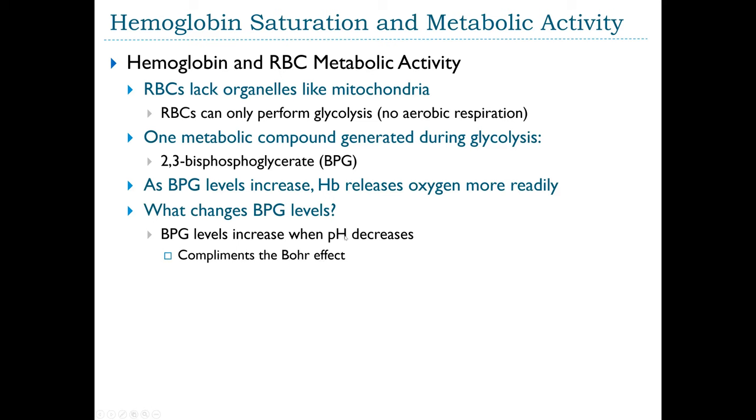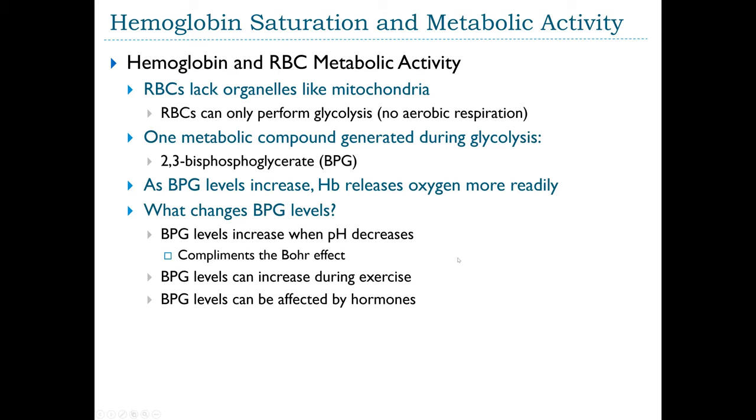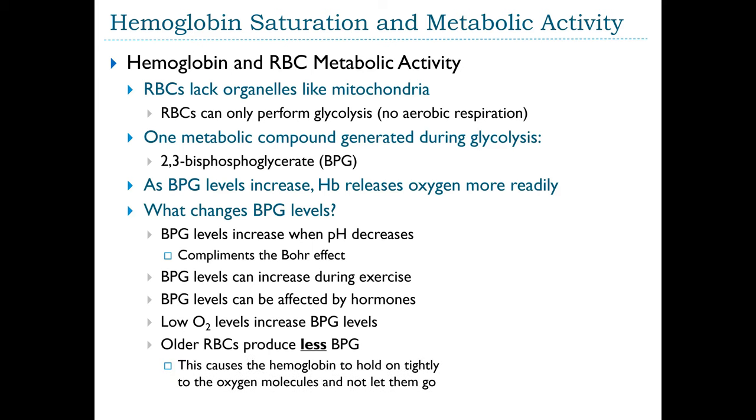So if you have a lower pH, the hemoglobin is going to be affected by both the lower pH, as we discussed with the Bohr effect, and it's going to be affected by an increased production of the BPG. And in both cases, it's going to cause the hemoglobin to let go of the oxygen more easily. BPG levels can also increase during exercise, which again is another signal to release more oxygen. BPG levels can be affected by various hormones. Low oxygen levels can increase the BPG levels. And here's an important one, especially if you're going into the healthcare field. Older red blood cells produce less BPG. And if a red blood cell gets past a certain age, the hemoglobin can actually bind to the oxygen molecule so tightly that it never wants to let them go.